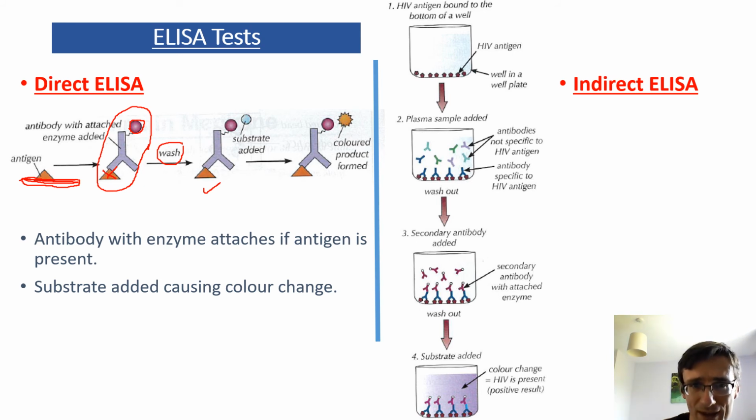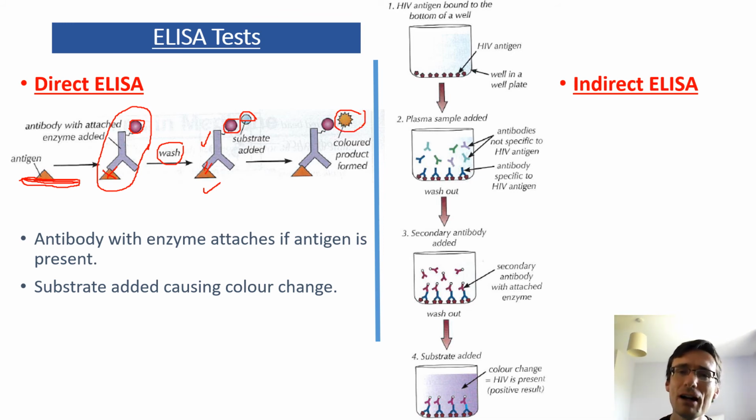They then add a substrate to that, and if the person does have the disease and the antibody is still present, which is because it's attached to the antigen which was present from the person's sample they gave, that means the substrate will react with the enzyme that is attached to the antibody and it causes a colour change. So that is that.